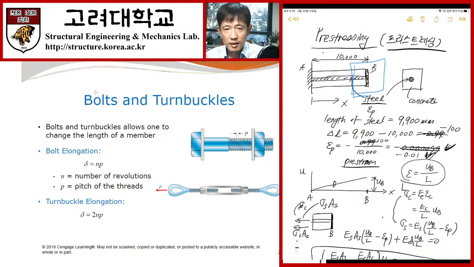Okay, we have a bolt in these slides. We have bolts and turnbuckles. If you advance this nut a certain number of revolutions, we can introduce some kind of pre-strain here. If you advance this nut in this direction, we may introduce some negative pre-strain, isn't it? Because we fastened the bolt, we may introduce negative pre-strain. Okay.